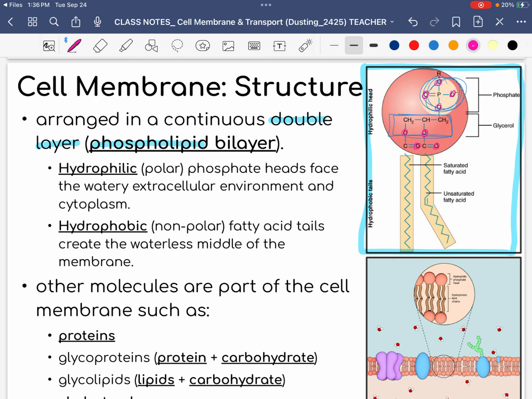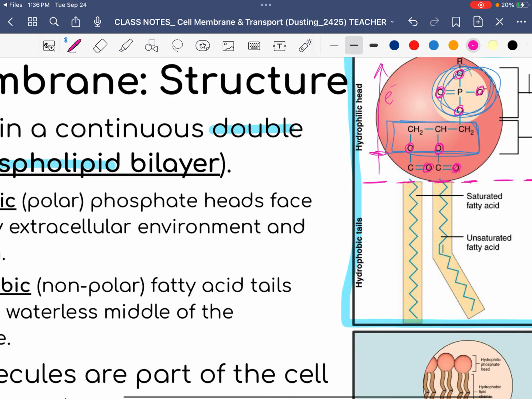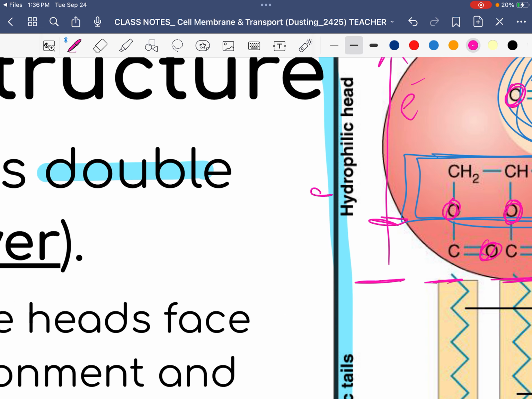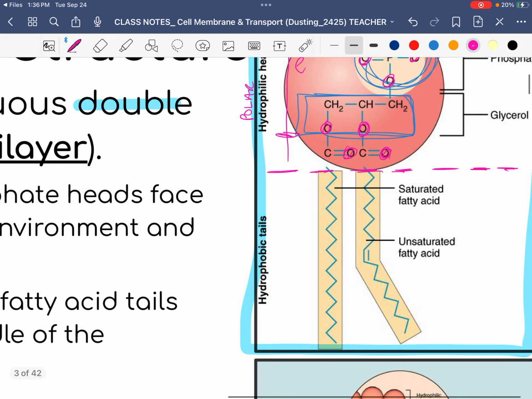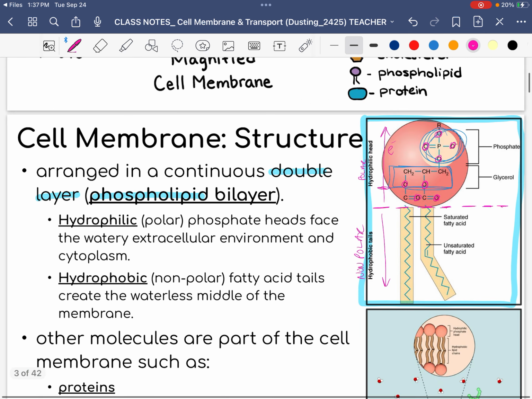So there's all these oxygens, and what that does is that it pulls the electrons. The electrons get pulled up towards this side here. So that makes this side up here, this part of the phospholipid, hydrophilic, or in other words, it's polar up here. And then down here, this part down here is all non-polar. This is the non-polar part of the phospholipid.